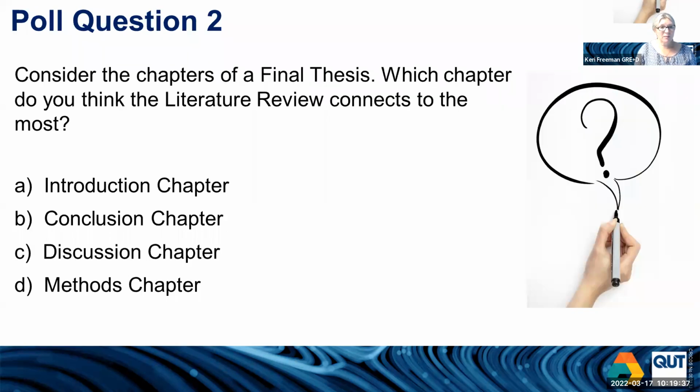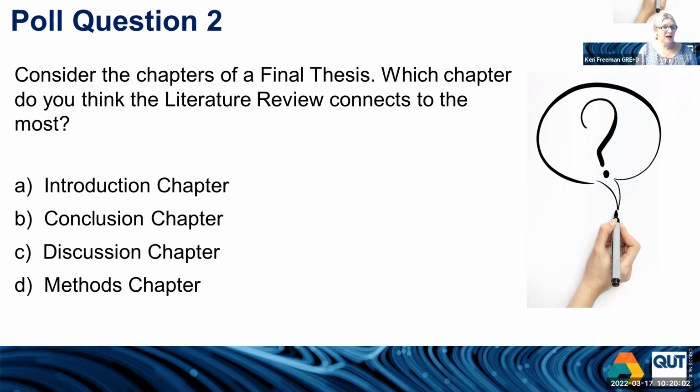And we've got another poll, and I still can't find the poll button. So can you pop into the chat? Within the final thesis, which chapter do you think the lit review connects to the most? A, B, or C? Just pop it in the chat because I can't get the polls.